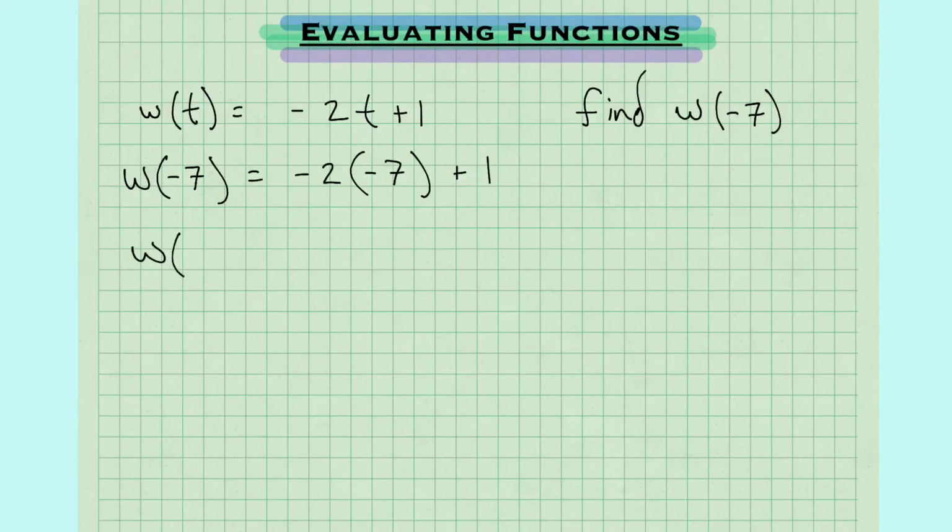So we have w of negative 7 equals negative 2 times negative 7. That gives us a positive 14, plus 1. So w of negative 7 equals 15.